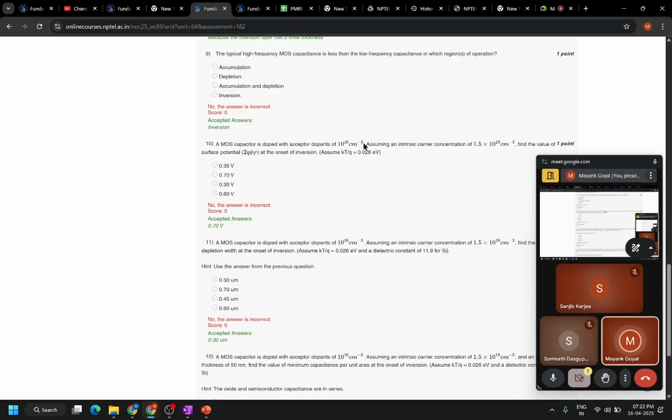So from 10 per 16, you can calculate your EF. That is, yeah, so phi F would be your EC minus EF, right?